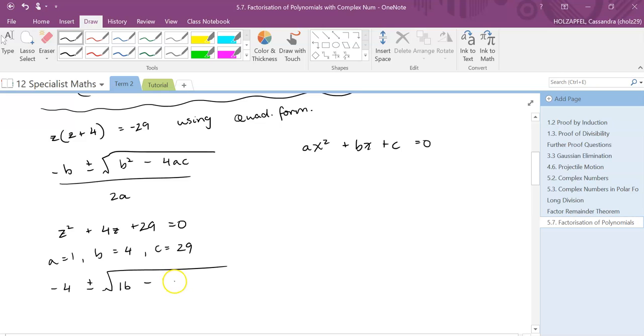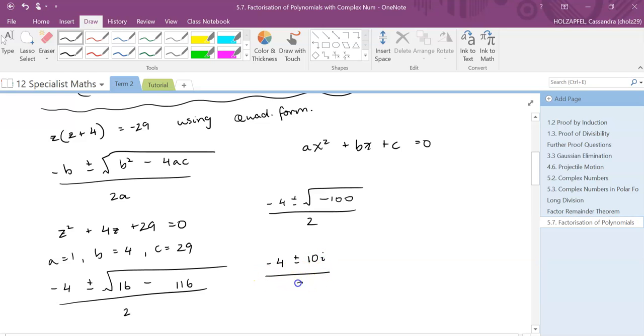So I'm going to do this one on my calculator. 4 times 1 times 29, and that's going to be minus 116. Divided by 2a, so a was equal to 1, so that's just divided by 2. All right, so next step, we're going to do negative 4 plus or minus square root of negative 100. Good, nice square number, I like that. Okay, so we can do this as negative 4 plus or minus 10i over 2.